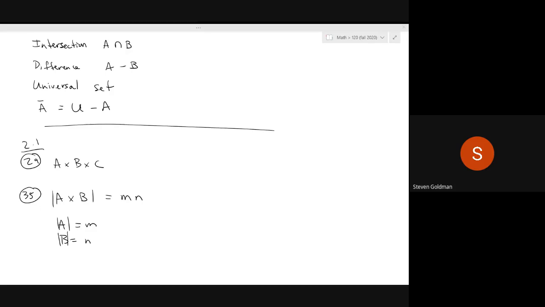Let's move on now to section 2.2, set operations. First question here from 2.2 is 29 C, D, and E. Let me take a look here. So 29 asks us, what can you say about the sets A and B if we know the following? And you're given a bunch of things. So let's look at that.